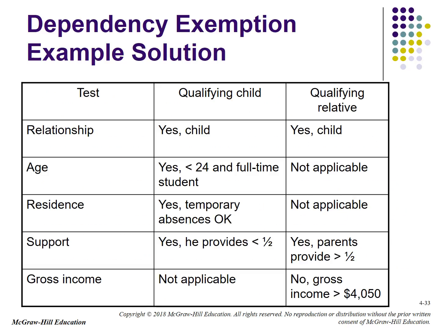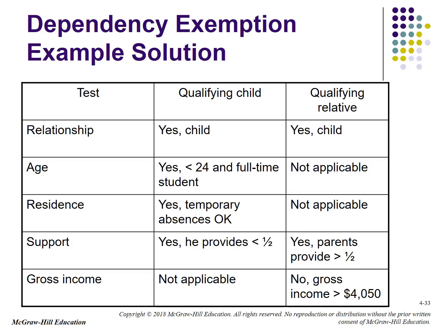Well, first we look at the qualifying child. Does he meet the relationship test? Yes. Does he meet the age test? Yes. He's under 24 and a full-time student. Does he meet the residency test? Yes. It's temporary absences only. And does he meet the support test? He does not provide more than half of his support. His parents do. So this test is fulfilled.